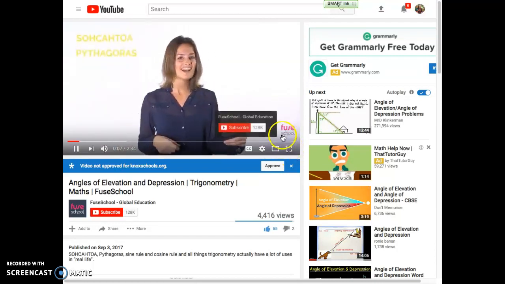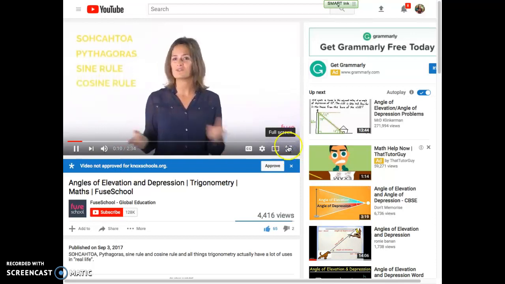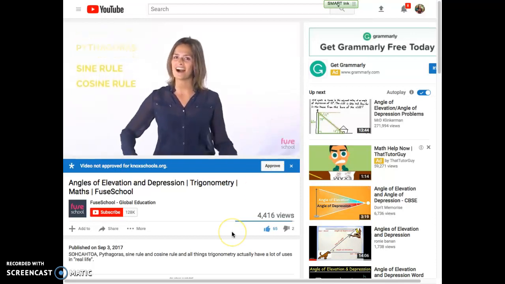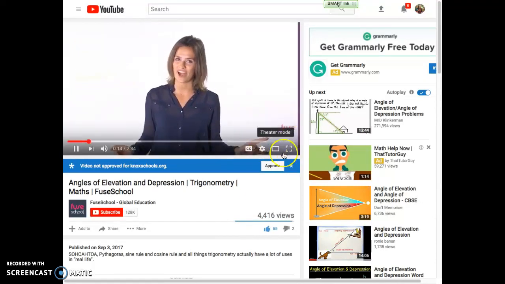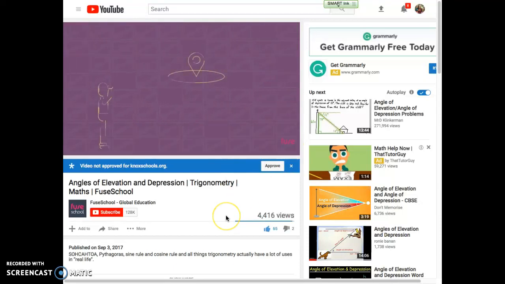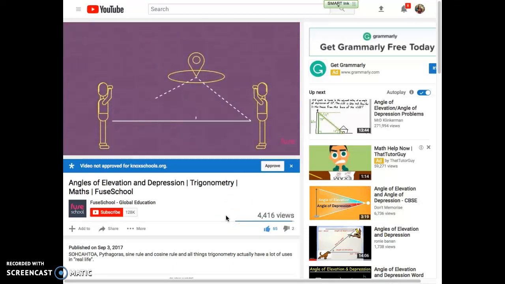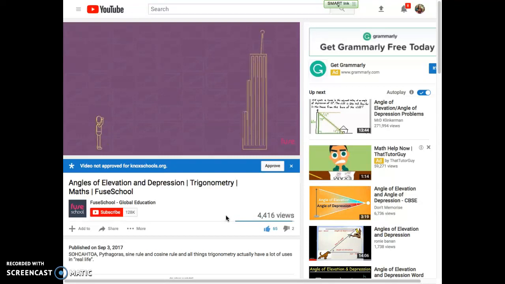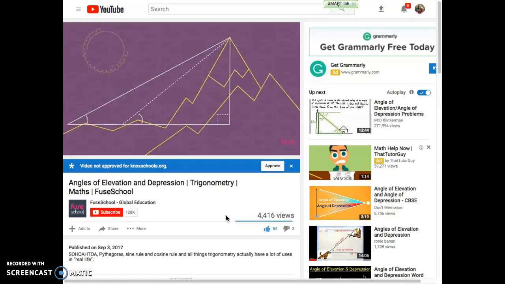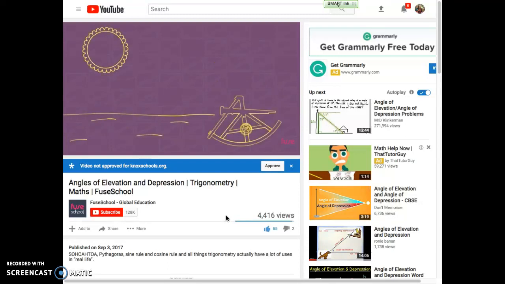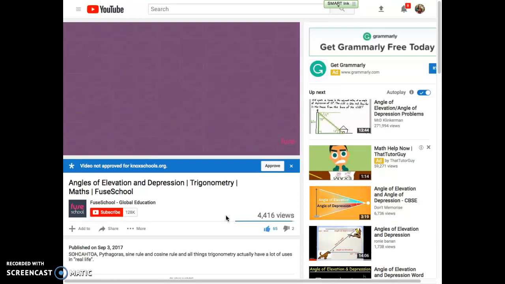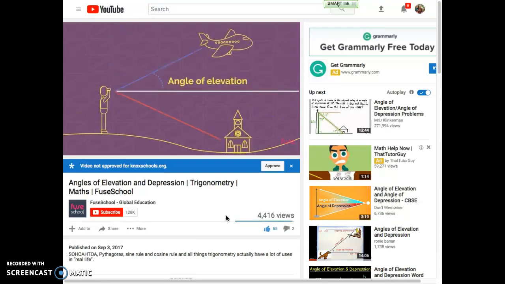SOHCAHTOA, Pythagoras, sine rule and cosine rule, and all things trigonometry actually have a lot of uses in real life, such as working out distances to things, and heights of buildings, and mountains, and navigation at sea. An important part of useful trigonometry are angles of elevation and depression.